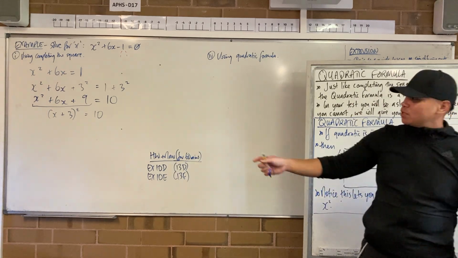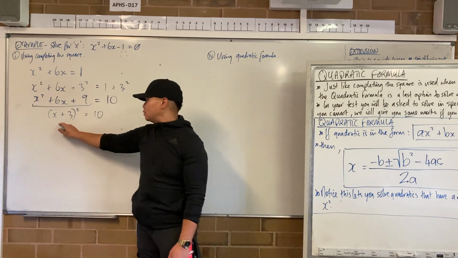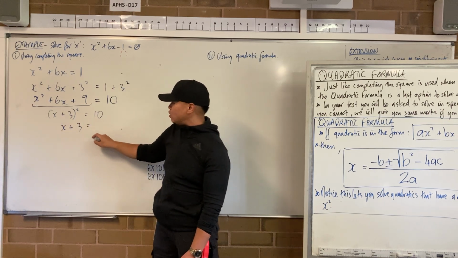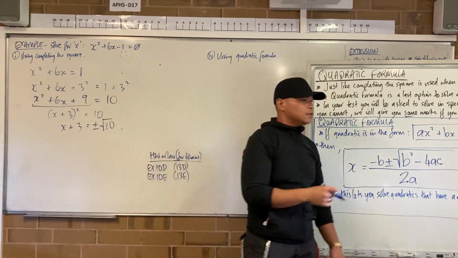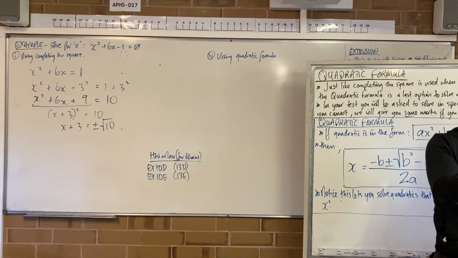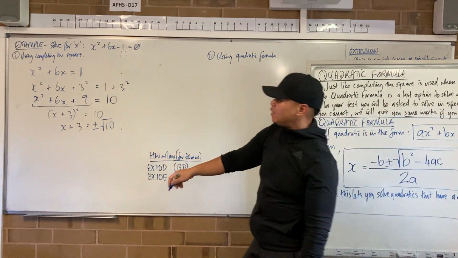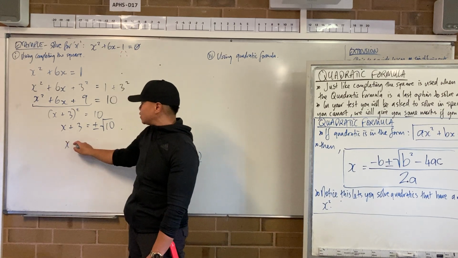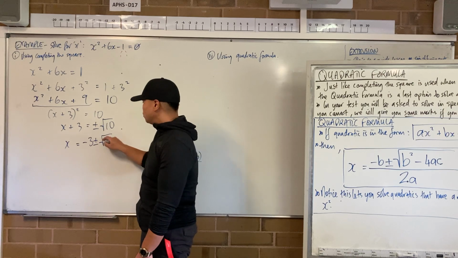Now what? What's the opposite of squaring something? Square root. So now, because you're in year 10, you acknowledge that it's plus or minus the square root of 10. I don't want to know what x plus 3 is. I want to know what x is. So how do I get rid of that plus 3 on the left-hand side? Take it away. So your final answer is x is equal to negative 3 plus or minus root 10.